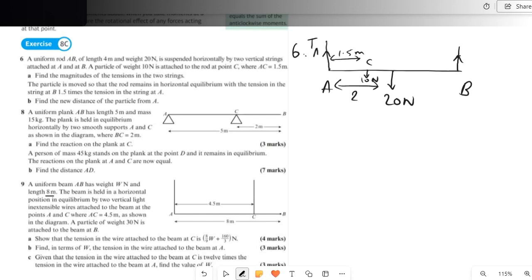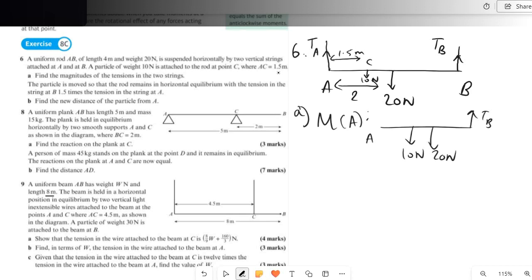So let's assume this is TA, which is the tension at A, and this is the tension at B. So we can take moments from A, and if you construct the diagram from the perspective of A, you can see that there's only 10 newtons acting and 20 newtons acting. Similarly, tension at B. So therefore, we can ignore the effect of tension at A because the perpendicular distance from tension at A is 0. So this is 1.5, this is going to be 2, and the whole thing is going to be 4.